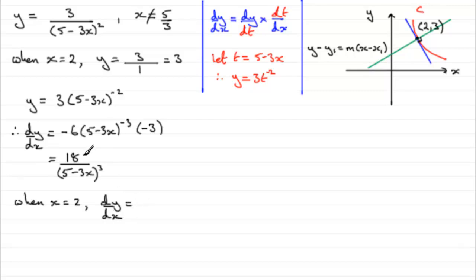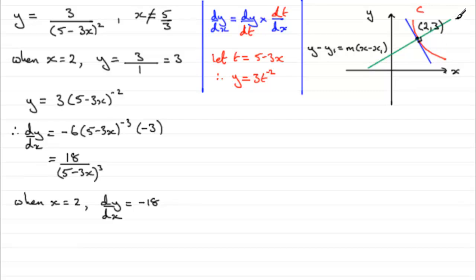So, what is dy by dx then, when x is 2? We'll substitute in here. We've got 3 2's are 6, 5 take away 6 is minus 1, minus 1 cubed is minus 1, and so 18 over minus 1 is minus 18. So we've got the gradient of the tangent here, minus 18.